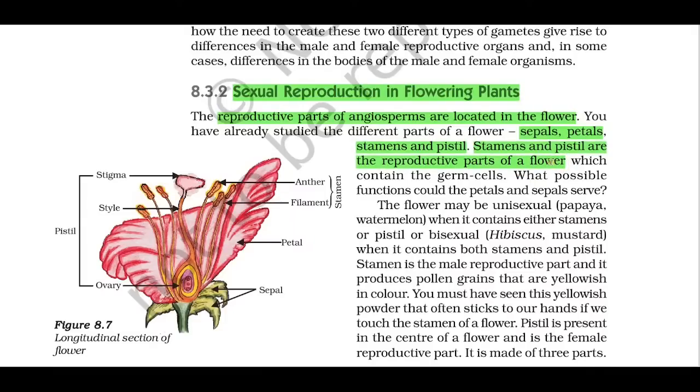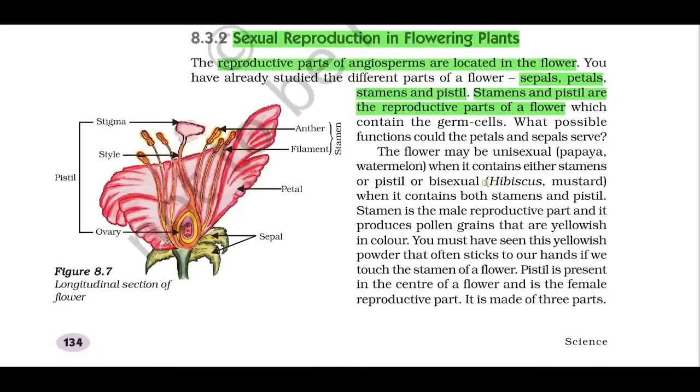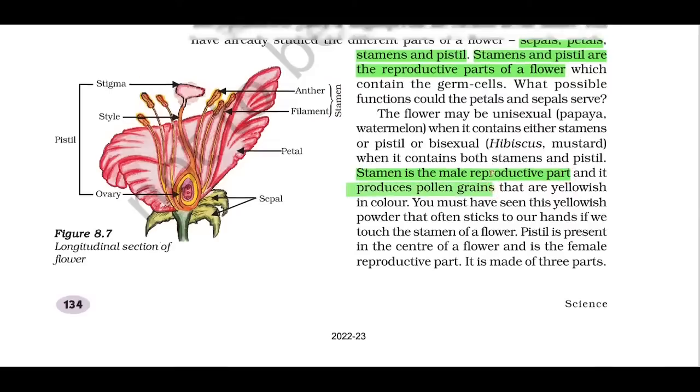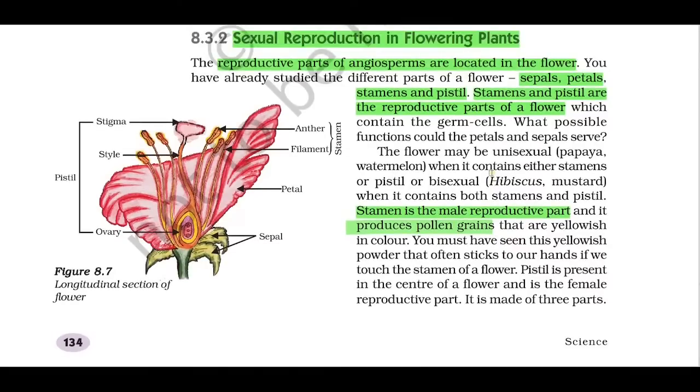What is the reproductive part of the plant? The reproductive part of the plant is the flower. The reproductive parts of the flower are stamens and pistil, which contain what? The germ cells. Stamen is the male reproductive part which produces pollen grains, whereas pistil is the female reproductive part.